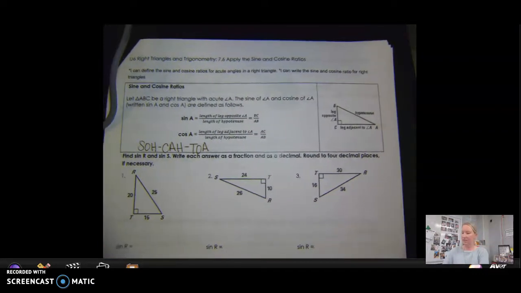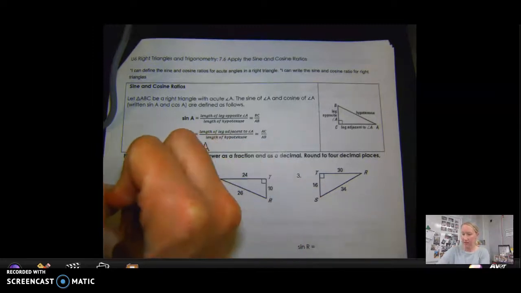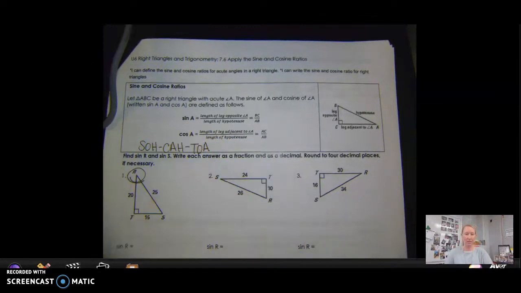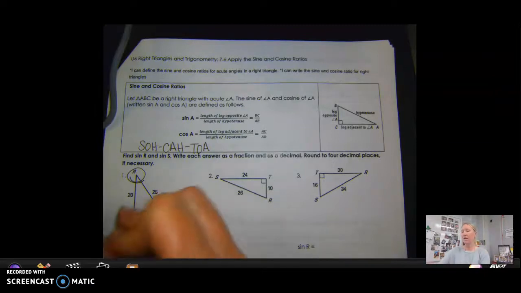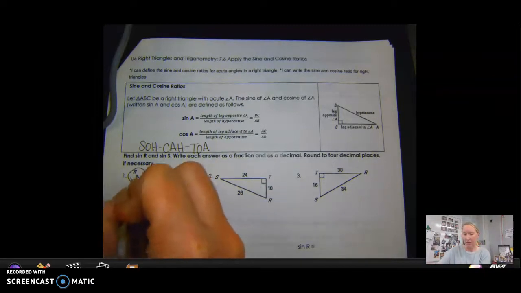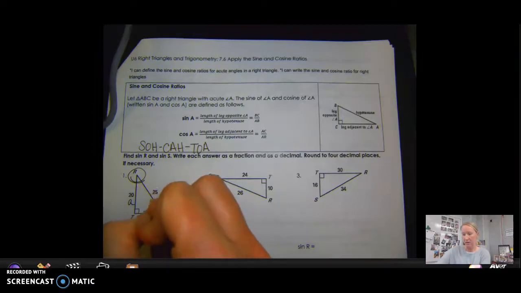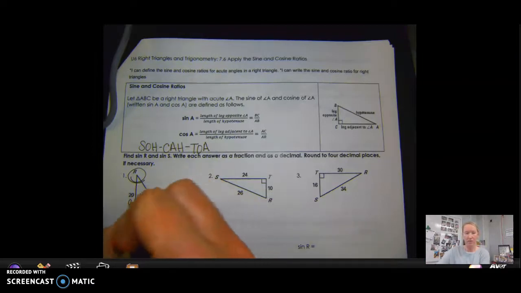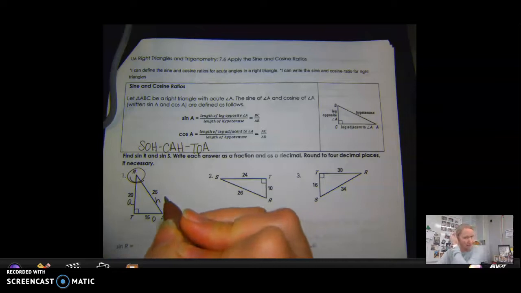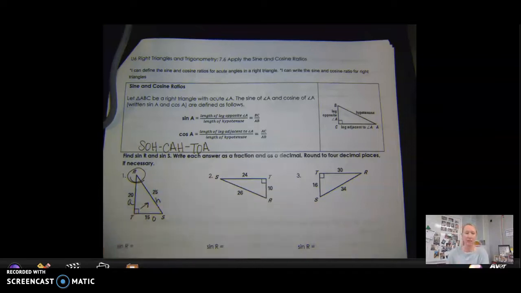So find the sine of R and find the sine of S. So we're going to circle R. So that's the angle we're talking about. We're going to go ahead and label all sides. So compared to R, this is adjacent, this is opposite, and then this is always the hypotenuse. Even though both of these are actually adjacent, one of them will always be the hypotenuse, and that's the one across from the 90-degree angle.